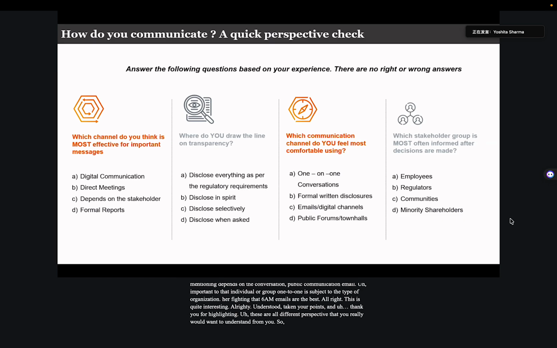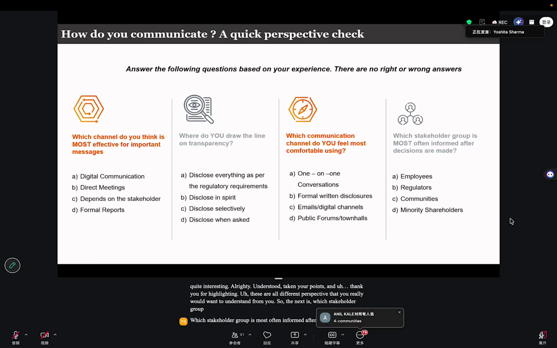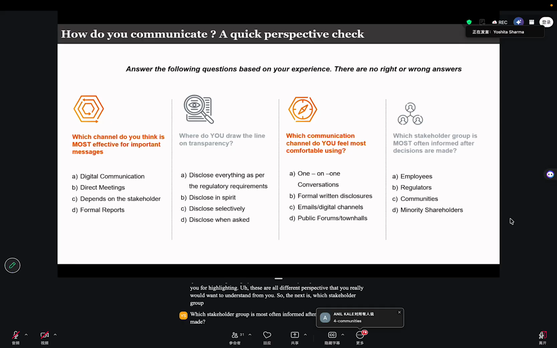So the next is, which stakeholder group is most often informed after the decisions are made? We have employees, regulators, communities, or minority shareholders. Communities.